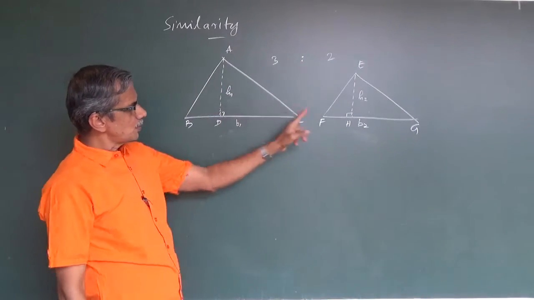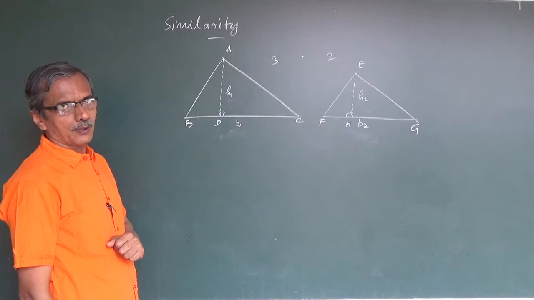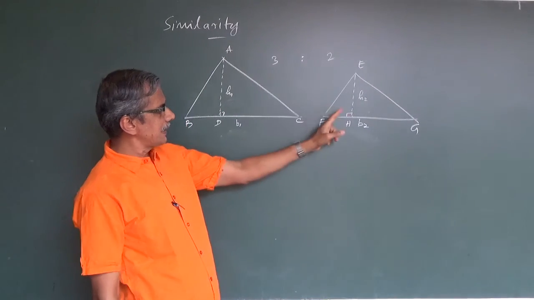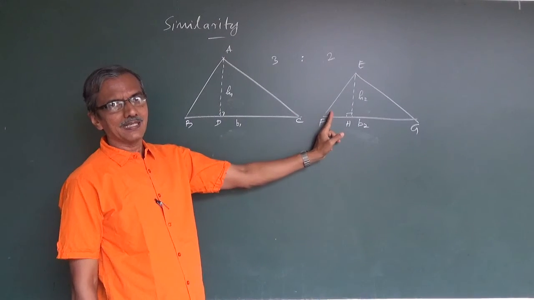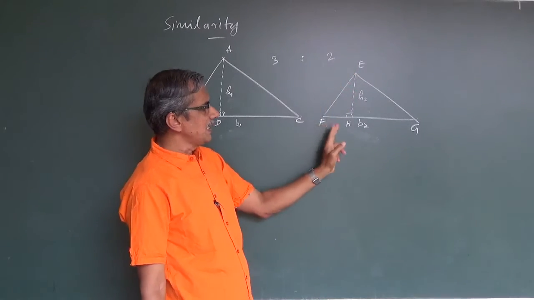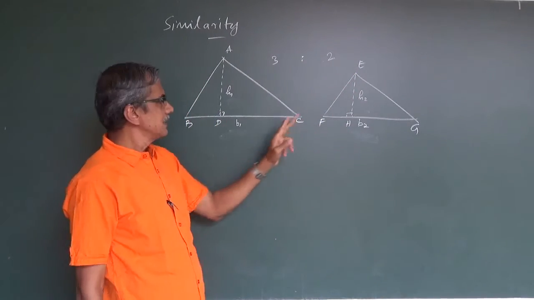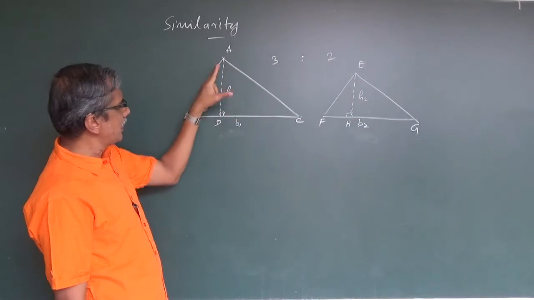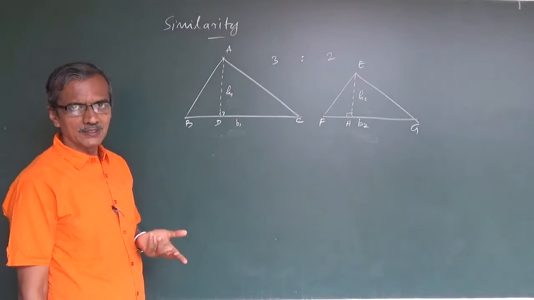Now the two small right angle triangles, they are also similar. You can see that. Why? Because this is 90 degrees, this is 90 degrees, and these two angles are equal. They are already similar triangles. Therefore, ABD will be similar to AFH. That means the ratio of AD and EH will be equal to AB by EF, which is 3:2.